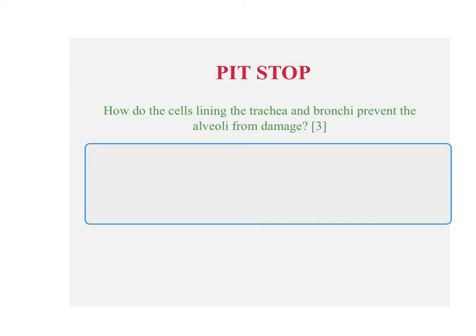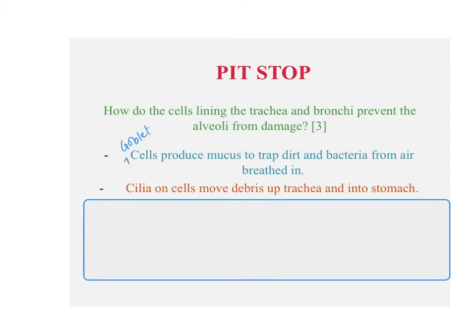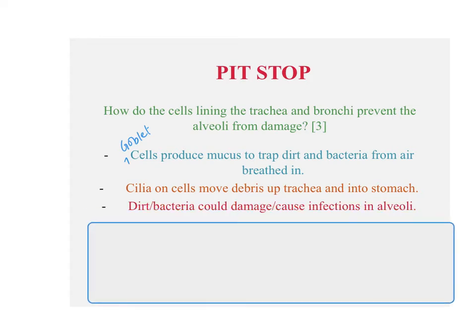Okay. Hopefully you've spent some time now having a go at this question, or at least making a little mind map about your ideas. And the first thing that you should have said is that goblet cells produce mucus, which is there to trap dirt and prevent bacteria or pathogens from the air being breathed in. The cilia on the cells are going to move any debris up the trachea and swallow it again into the stomach. And it's this dirt or bacteria that could cause the infections in the alveoli.